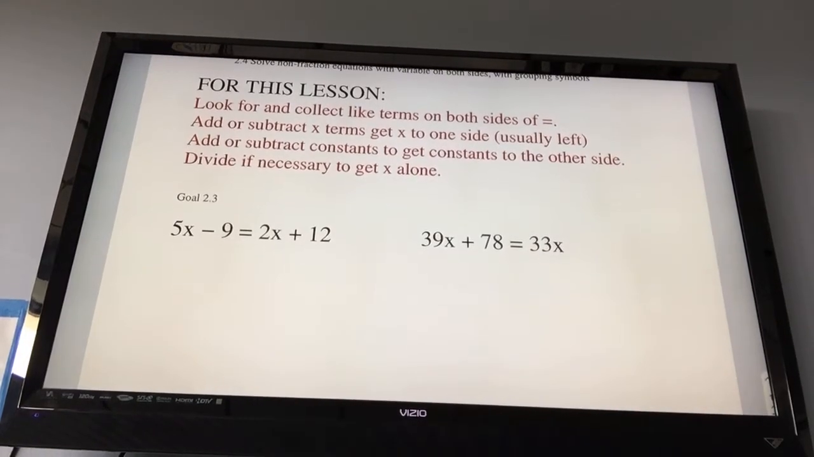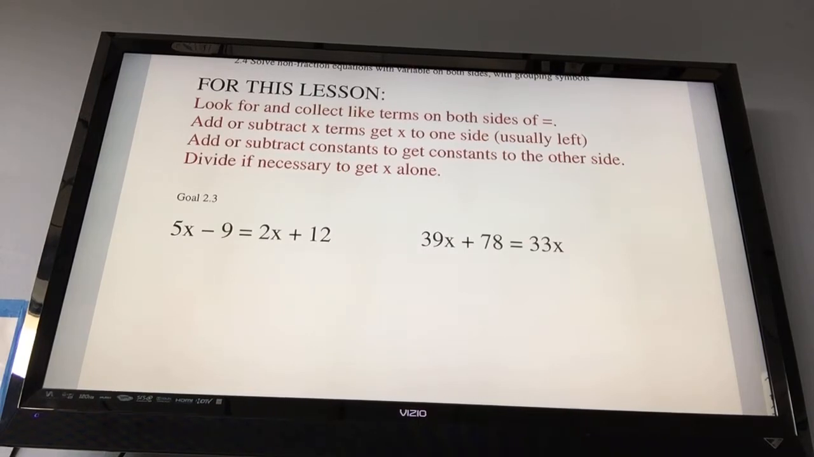All right, for goal 2.3, I want you to look at what we have up there in red, because we are doing almost everything we've done before with one additional thing. I keep adding things to the solving, okay? So this time, x is going to be on both sides. So instead of just moving the constant term, you have to move the x term as well. But you still do it using addition and subtraction, okay?